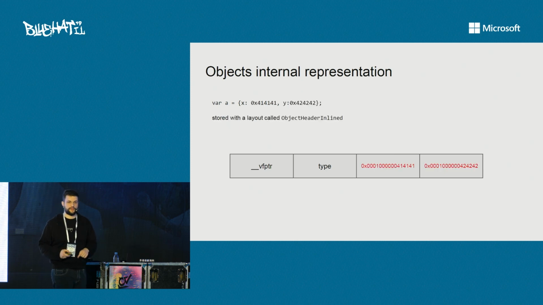We also have another layout that's used throughout Chakra, and it's also a common optimization. Here I declare an object, but I declare the properties directly in it, so it's a scalar object. Here they use a layout that they call object header inlined, and basically what that means is they don't use the extra pointer to store the property values, they store them directly inline into the object itself.